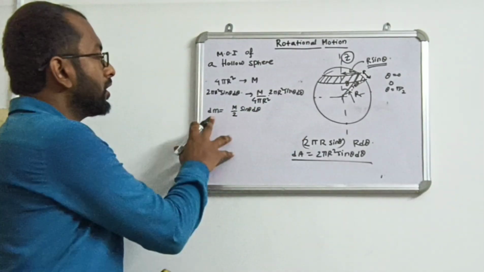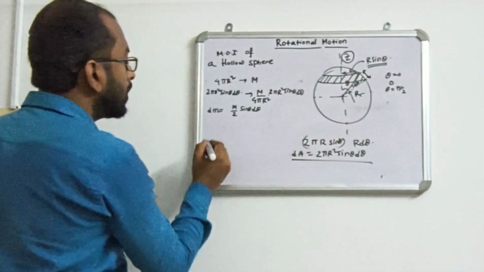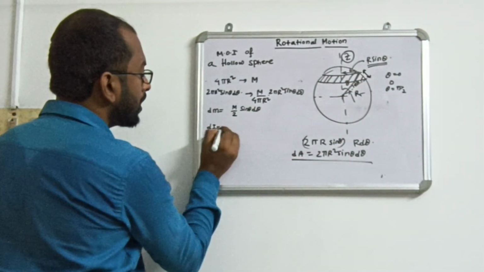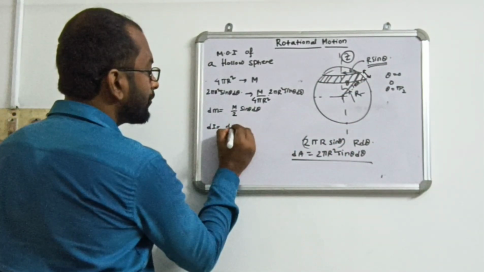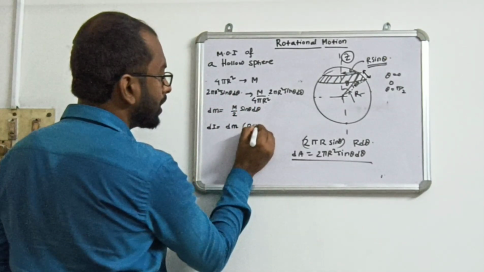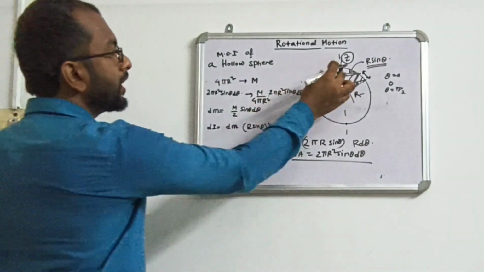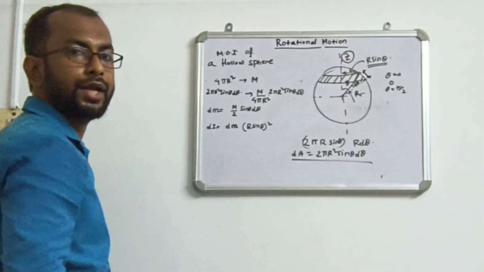So for a small ring having mass dm and radius r sin theta, what is the small moment of inertia? For a ring, the moment of inertia is dm into the radius square. Now right now the radius is r sin theta. So dm into (r sin theta) square is the moment of inertia of just one small ring, dI.